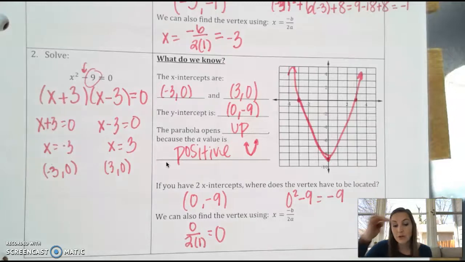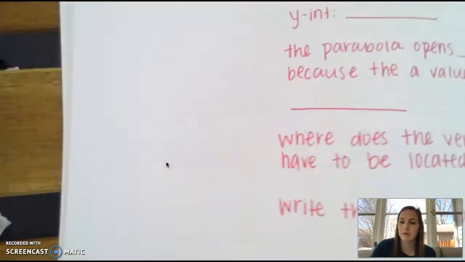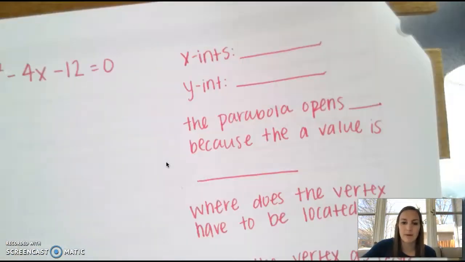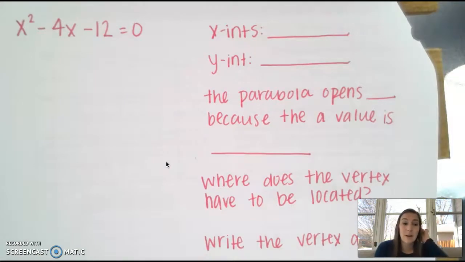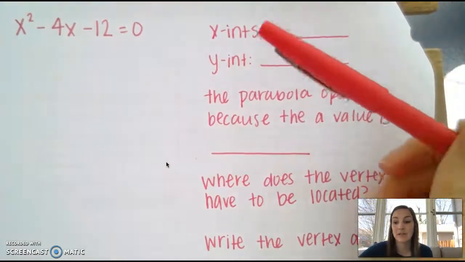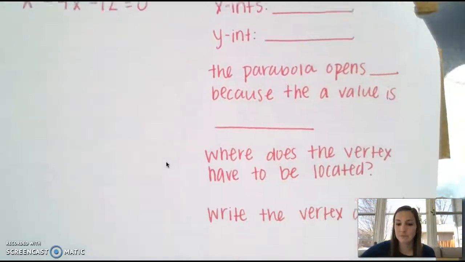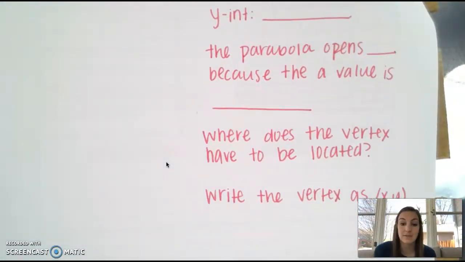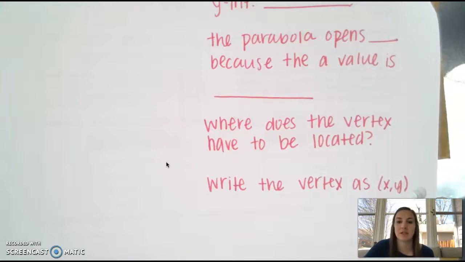Okay, so you're going to do one example on your own here. So on page 22, so if you flip backwards, just like we do in class all the time, we flip back to a blank page to do some extra work. So we have the function x squared minus 4x minus 12 equals 0. So just like we did on the last page, you're going to find the x-intercepts, the y-intercepts. Tell me how the parabola opens and how you know. Where does the vertex have to be located? And then write the vertex as the point x comma y. And then it wouldn't be a bad idea to give yourself a little sketch of this graph too.